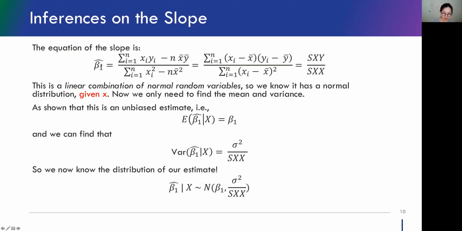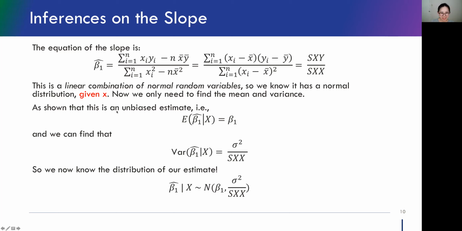So again, the equation of the slope, I just read this out to remind you that it's a linear combination of normal random variables. This x is given, then y is normally distributed. Being a linear combination of those, beta 1 hat is still normally distributed. Given x, y is normally distributed, so beta 1 hat is normally distributed. So we just need its mean and its variance, then we know its distribution, right? And we already got it from the previous two slides.